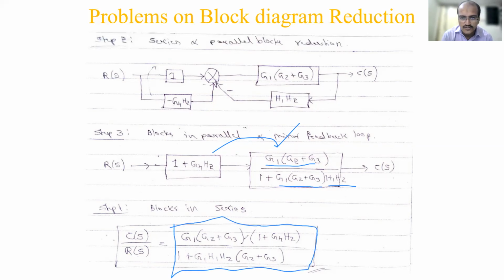So G1 into (G2 plus G3) into (1 plus G4 H2), just this numerator is the new term that has come, and in the denominator everything is correct: 1 plus G1 H1 H2 (G2 plus G3). Here you have to show R of S and here you have to show C of S. So this is the actual presentation of the answer. They have told you to make a single block, no? So you keep that in the same order. Okay, although I have written the transfer function.